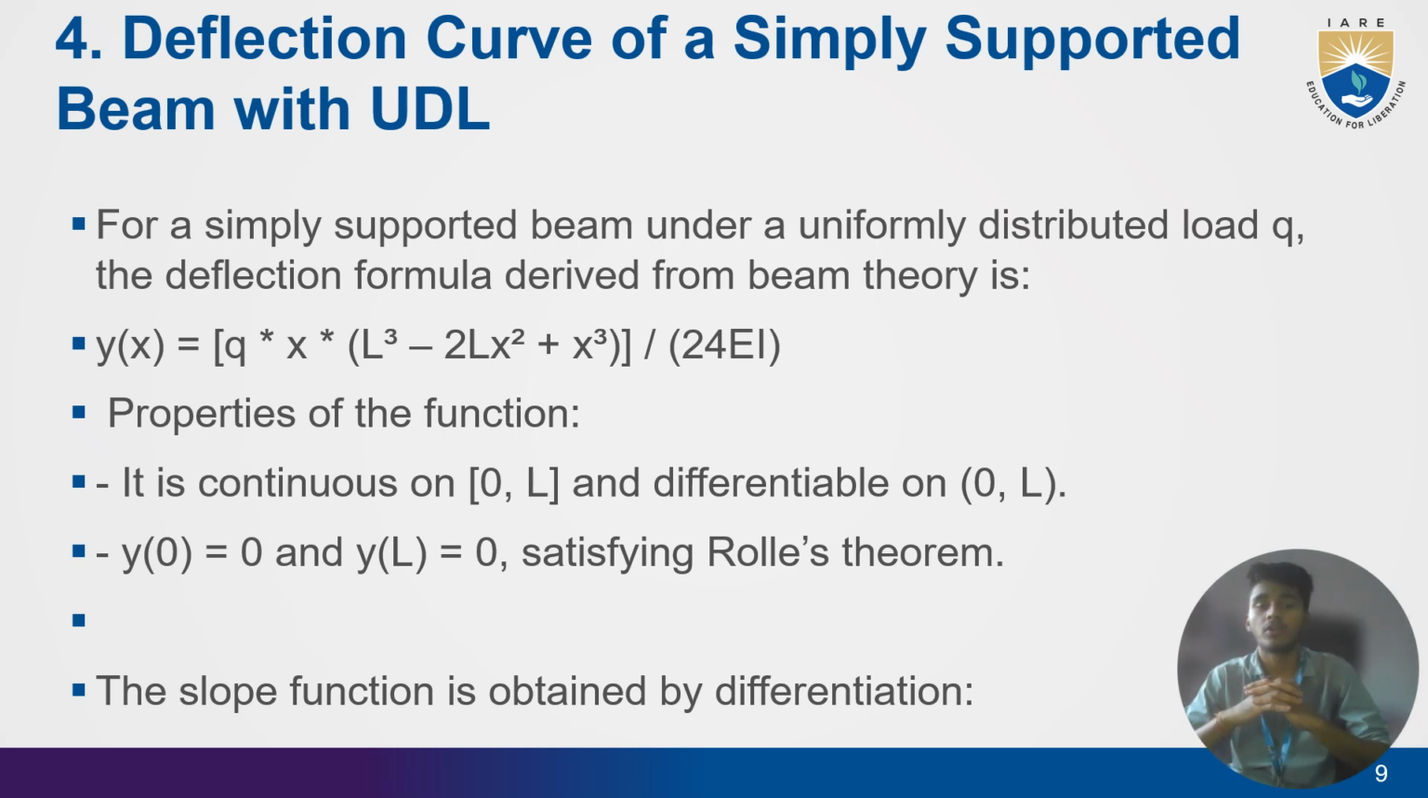Deflection curve of a simply supported beam with UDL. For a simply supported beam under uniformly distributed load q, the deflection formula derived from beam theory is y(x) is equal to [q x (L³ − 2Lx² + x³)] divided by 24EI.